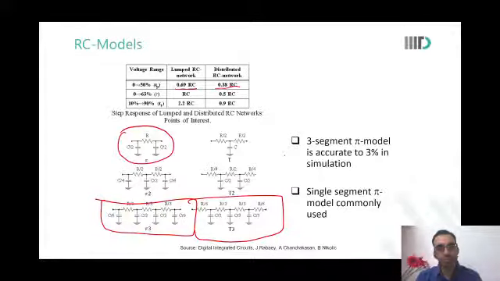Sir, you said simulation time would decrease. Simulation time would decrease with the pi model and the pi 3 model, compared to a distributed RC network. A distributed RC network would have thousands of small resistances and capacitances in it. We are lumping them into a pi model or a pi 3 model, so the simulation time would definitely reduce significantly. So the simulation time is more in the pi 3 model than the pi model? Yes, sir. But it is still much lesser than a distributed network. Okay, sir. Thank you, sir.